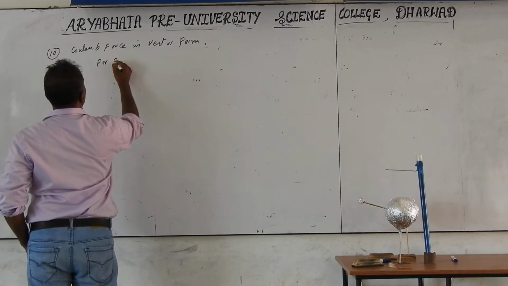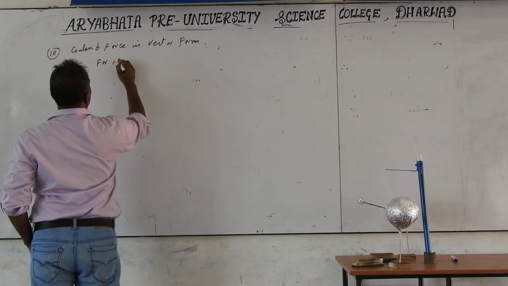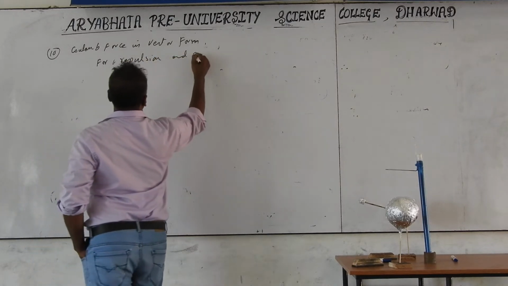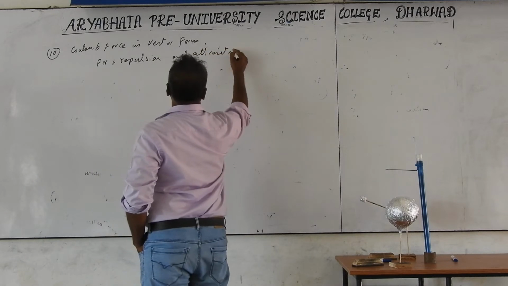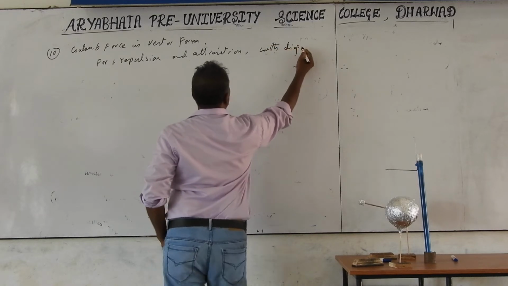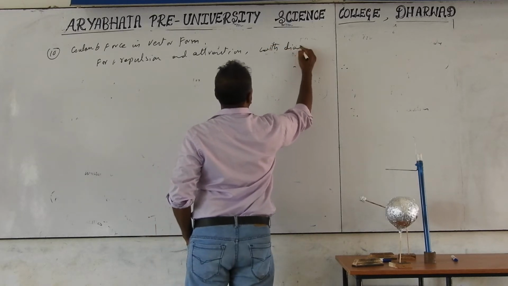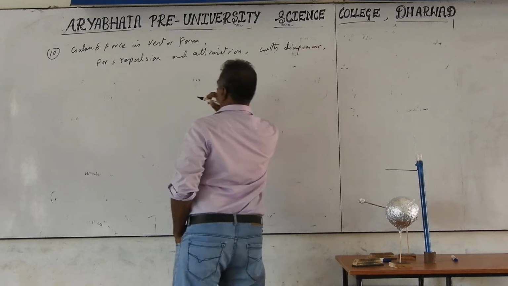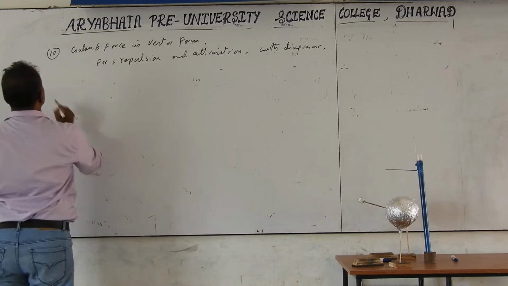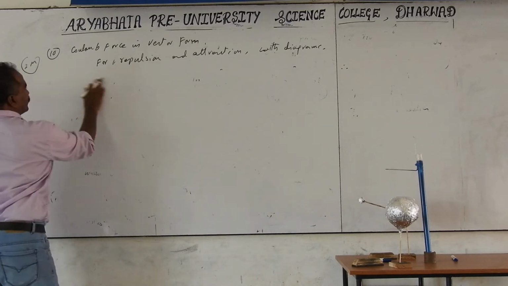For attraction and repulsion, write the Coulomb force in vector form with diagrams. Coulomb force in vector form for repulsion and attraction with diagrams. This will be asked for 2 marks.